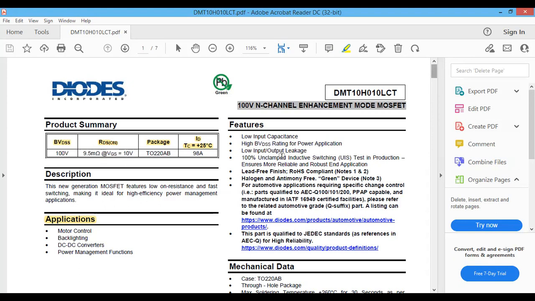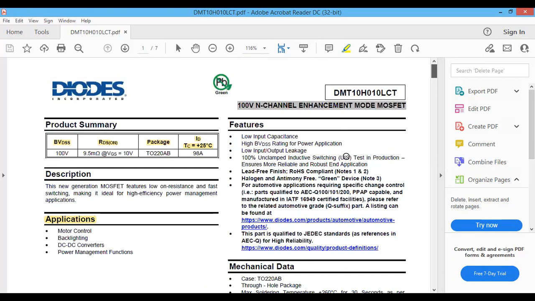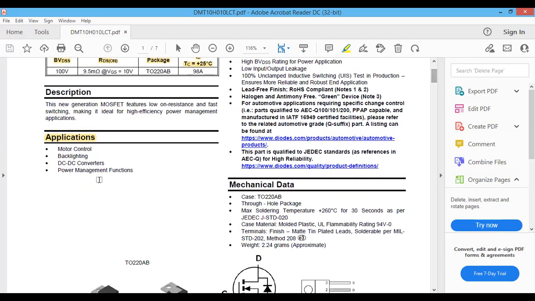Package is TO-220AB type package, through hole one, not surface mount. So it can drive 98 amperes of current when its internal junction temperature is at 25 degrees, right? So typical applications are motor control, DC to DC converters.